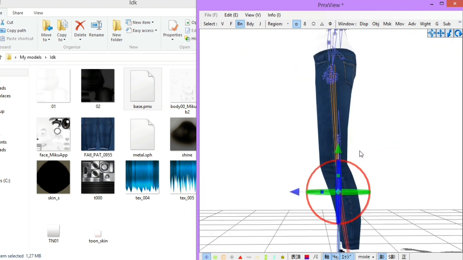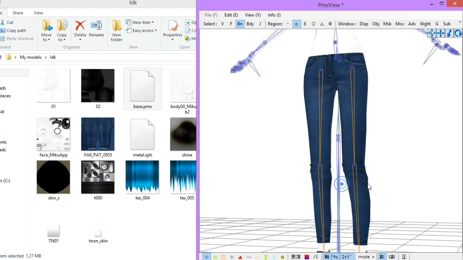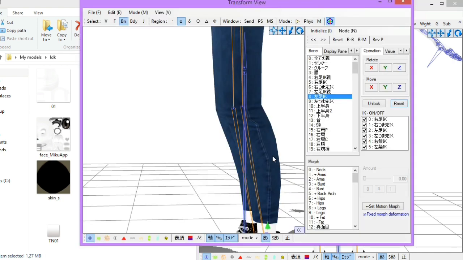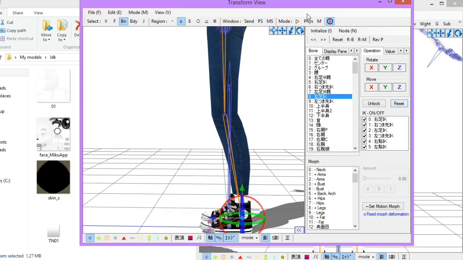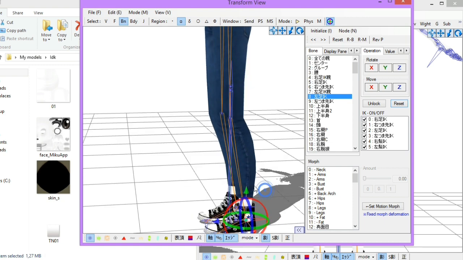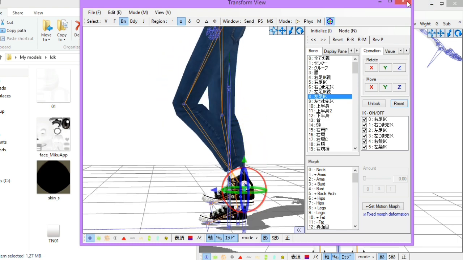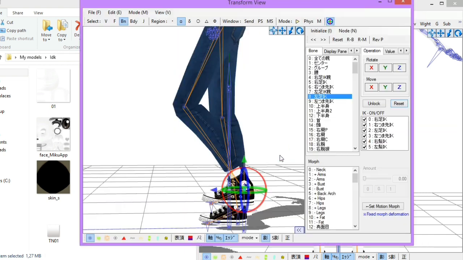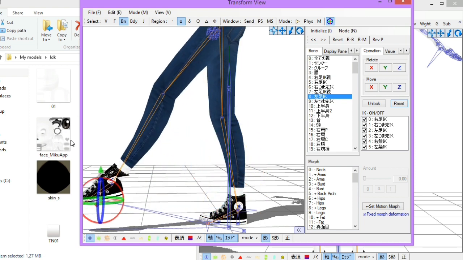So the knee bones need to be there where the knees are, so all you have to do is just lift them up or down depending on where your bones are and where they need to be. And you can always test it in the test window or transform view. So just click on the IK bone and then move it and see if it looks okay. If it looks odd, just keep experimenting until it looks right to you or to everybody else.